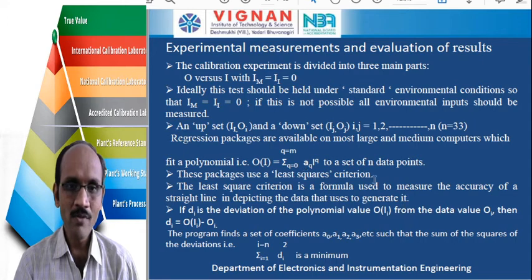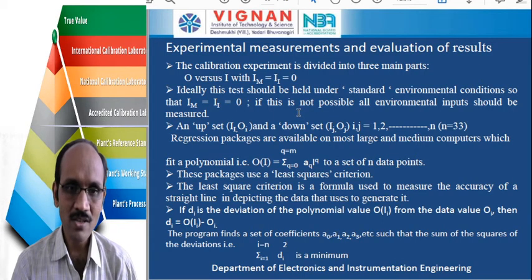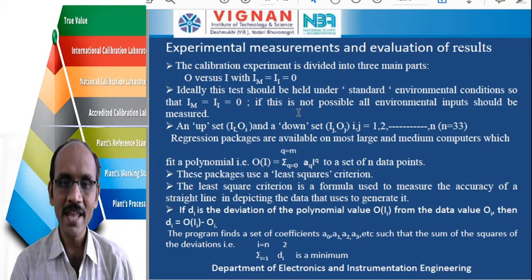While performing the calibration experiment, we have to set the modifying input and the interfering input equal to 0. Only then can we perform the calibration experiment. But practically this is not possible. So we are going to take an example of a pressure transducer. How are we going to calibrate the pressure transducer? This pressure transducer is calibrated under standard environmental conditions. Standard environmental conditions means the modifying input and the interfering input should be equal to 0.